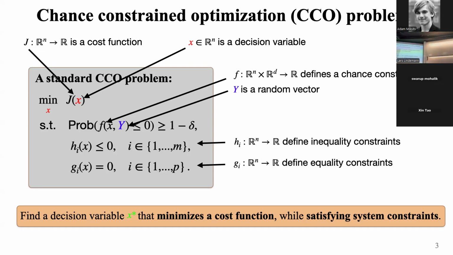And you have, as is often the case, inequality and equality constraints. They're not too important for what we're looking at. The goal then is to find a decision variable x star, solving this problem, that minimizes the cost function while satisfying all these system constraints, including the chance constraints.